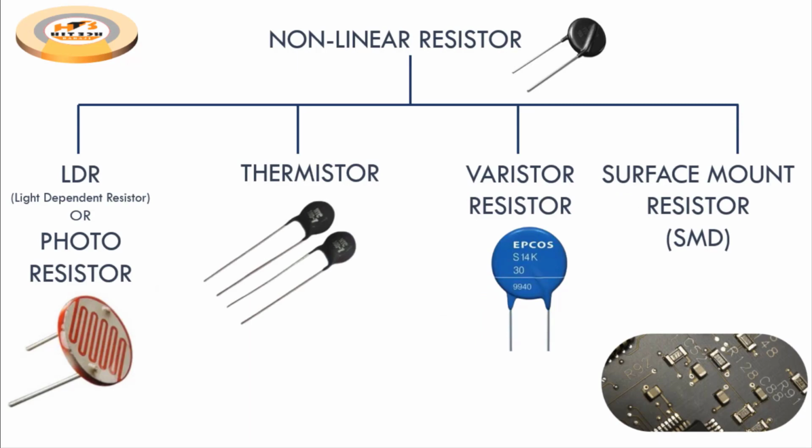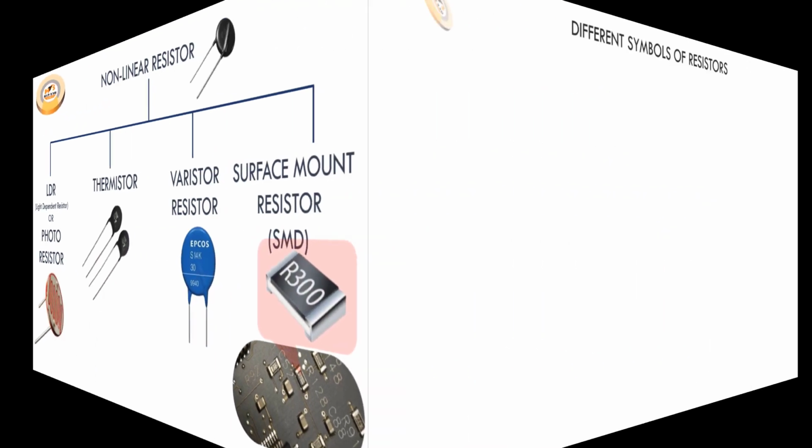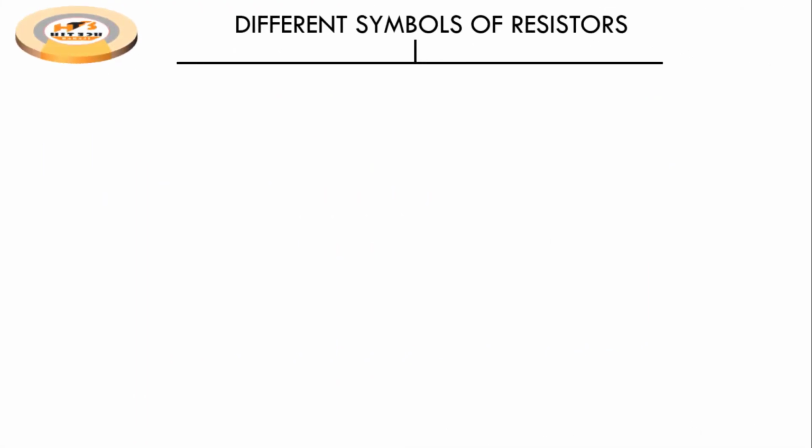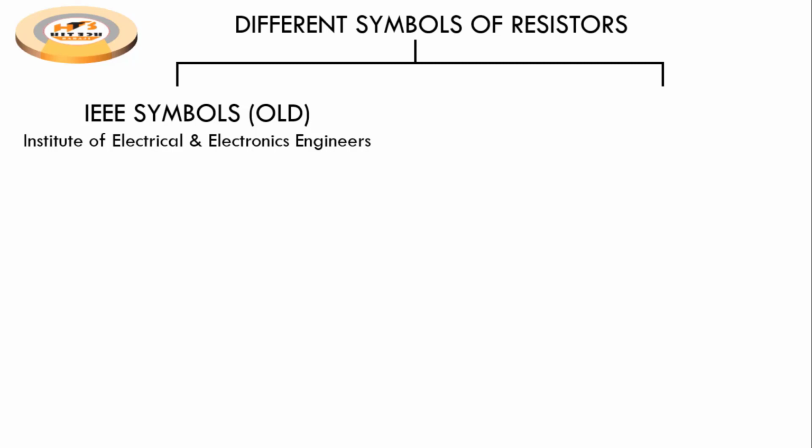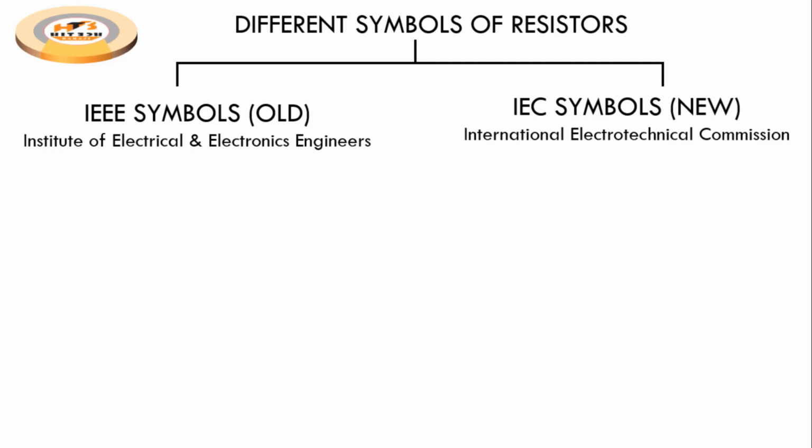These resistors are tiny resistors used for the surface mount PCBs. Now we will discuss the various symbols of resistors. These symbols are used to denote a resistor in a circuit. There are two methods to denote a resistor. One is IEEE symbol of resistors and second is IEC symbols of resistors.